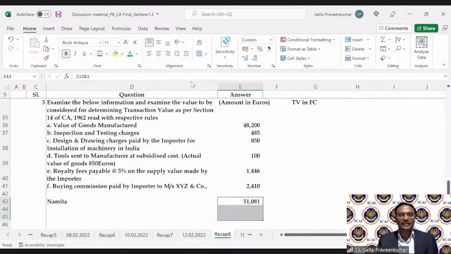Geeta has come with a second answer, 49,535. Okay. I'll wait for 1 more answer, then let us solve the problem.